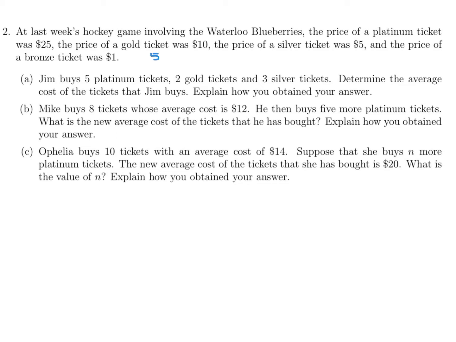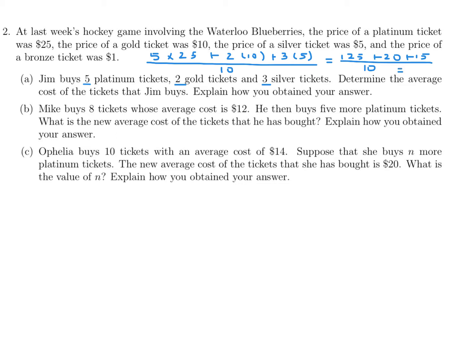So 5 times platinum is how much? $25. Okay. Plus 2 times gold ticket, which is $10, plus 3 times the silver ticket, which is $5. And then, of course, you have to divide by the total number of tickets, which in this case are 5 plus 2 plus 3, which is 10. All right, so you crunch out these numbers, and you get 125 plus 20 plus 15, all divided by 10.